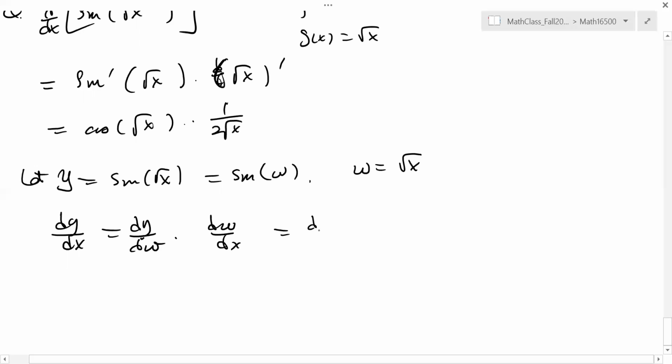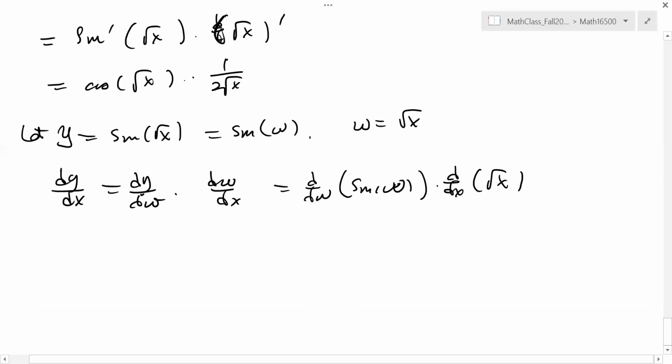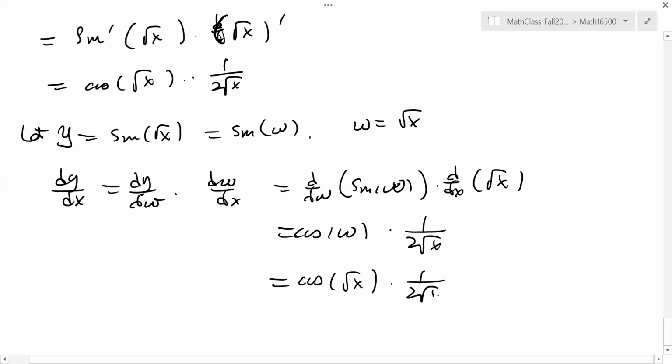Okay, so now y is going to be sine w, and w is going to be square root x. All right, so the derivative of sine w with respect to w is going to be cosine w, and this is 1 over 2 times square root x. Then replace w by square root x.